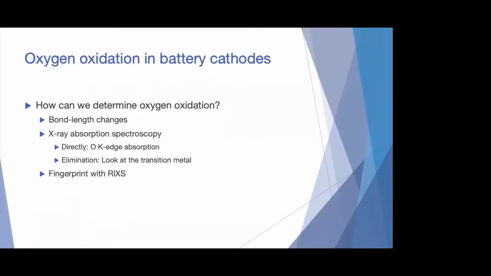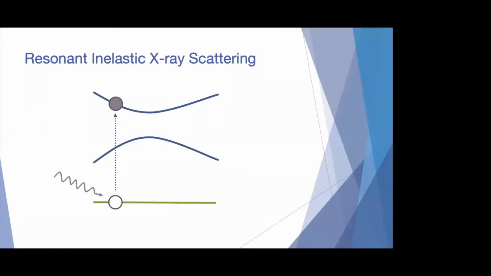And so what was done instead was to try and look for a fingerprint of peroxide or oxygen oxidation using RIXS, or resonant inelastic X-ray scattering. And I'm just going to briefly walk through a cartoon version of what's going on in RIXS. So an initial X-ray is sent into the system. It's absorbed by a core level electron, which is then excited up into the unoccupied states. And this electron and hole will have some interactions, some excitonic effects or things like that, but it'll only live for a few femtoseconds before the core hole decays.